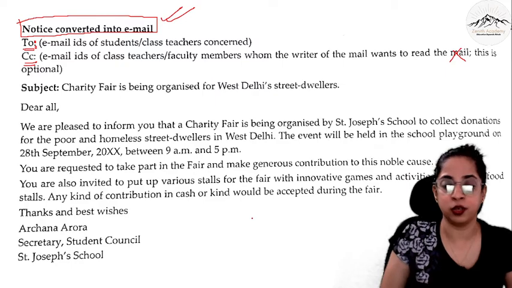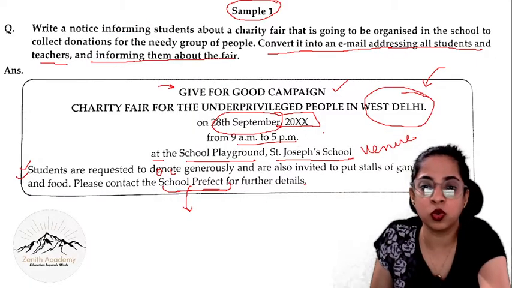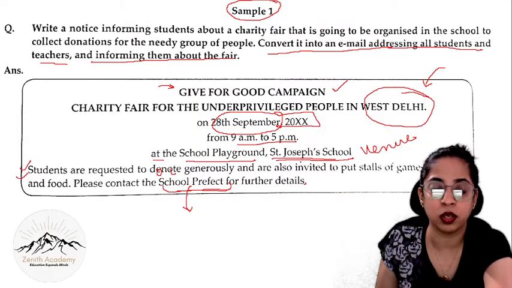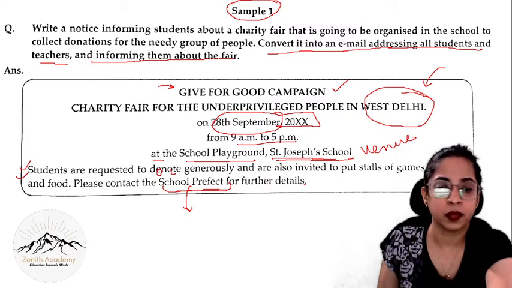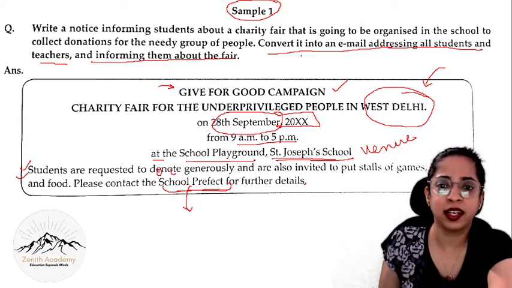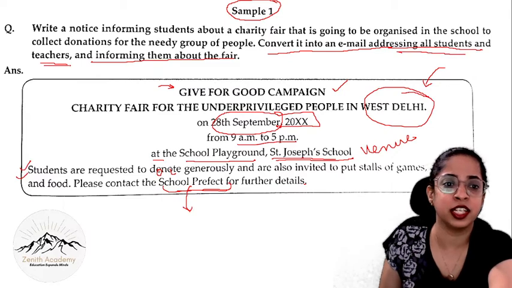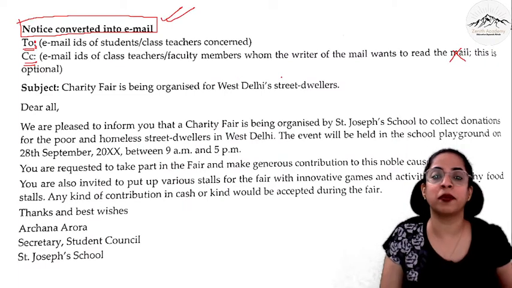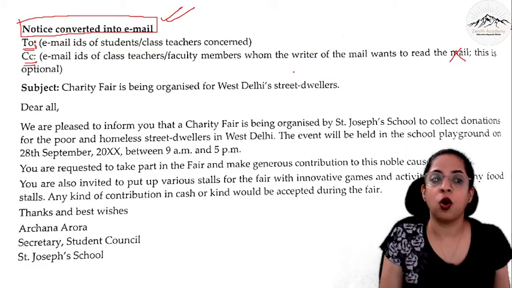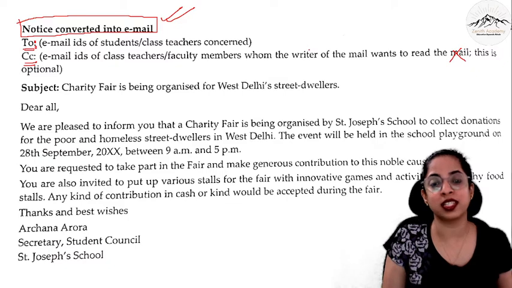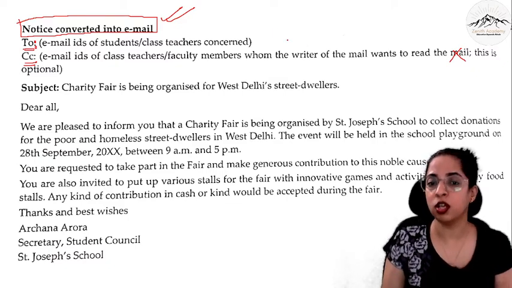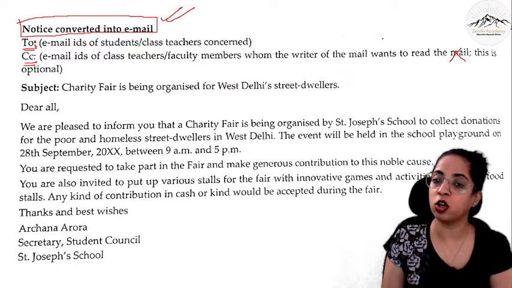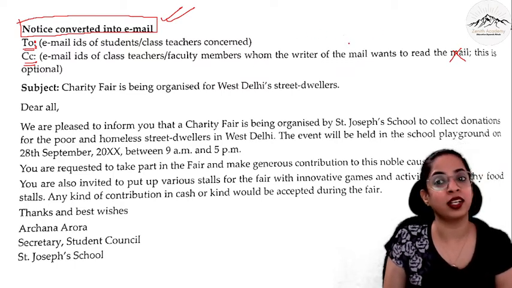So just write to. So, child, look, which school was it here? Something is written, St. Joseph School, and we have to read the question, addressing all students and teachers, informing them about the fair. Okay, so you may write it to the principal, okay, or you can write it directly to the school. Like the example we just saw, Bluebell School, okay, at gmail.org. You can write that, or you can write it to the principal as well.